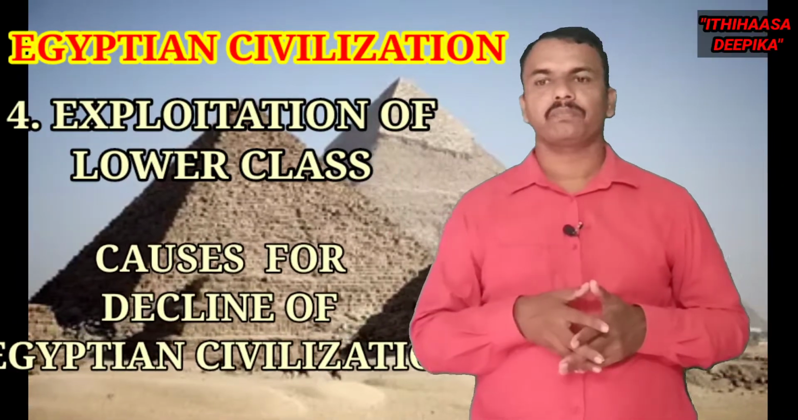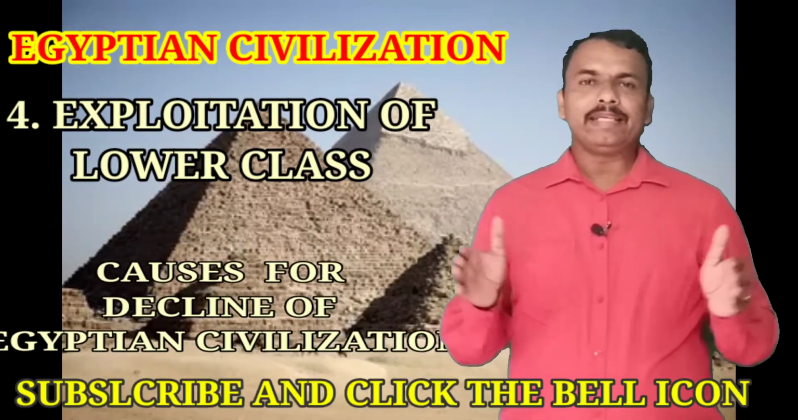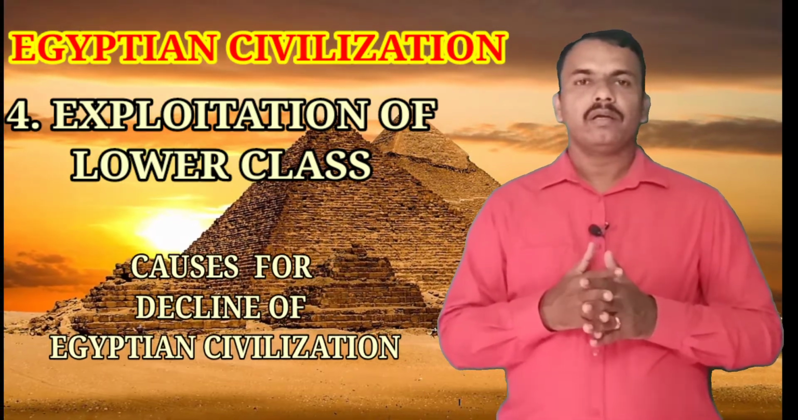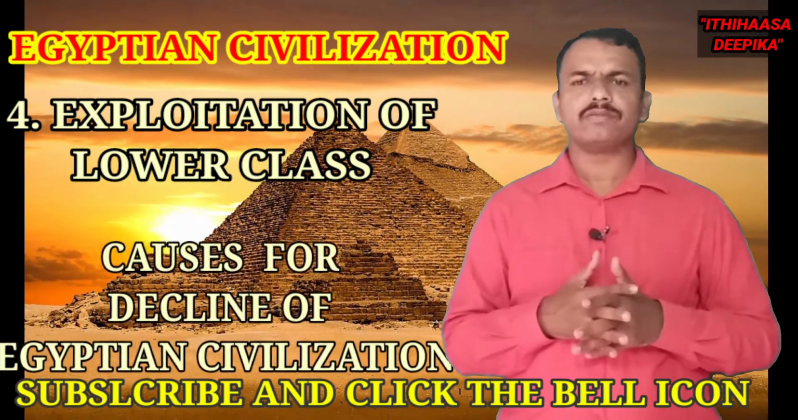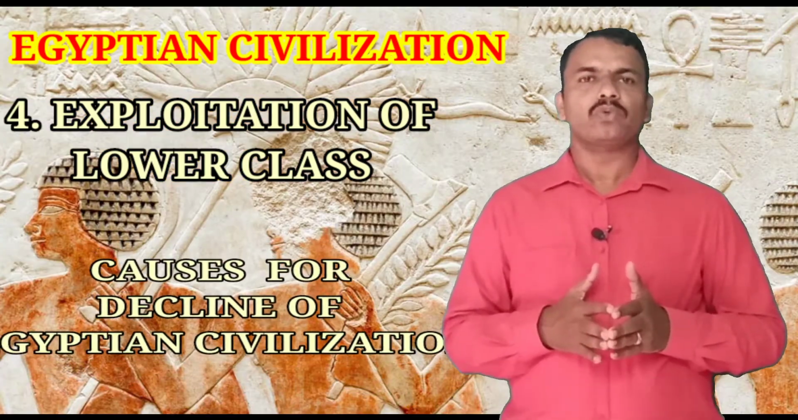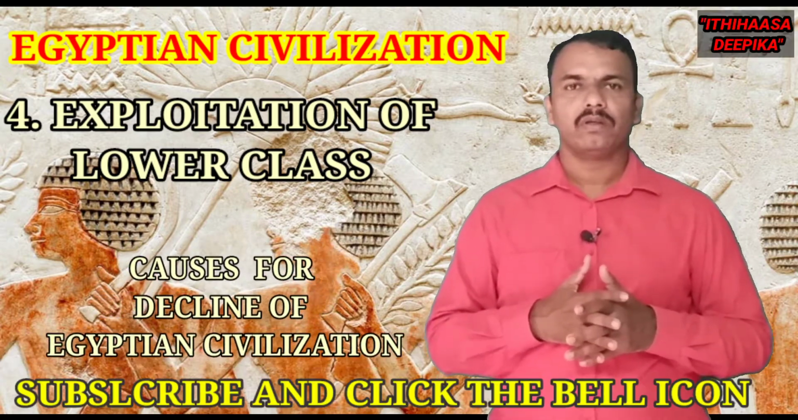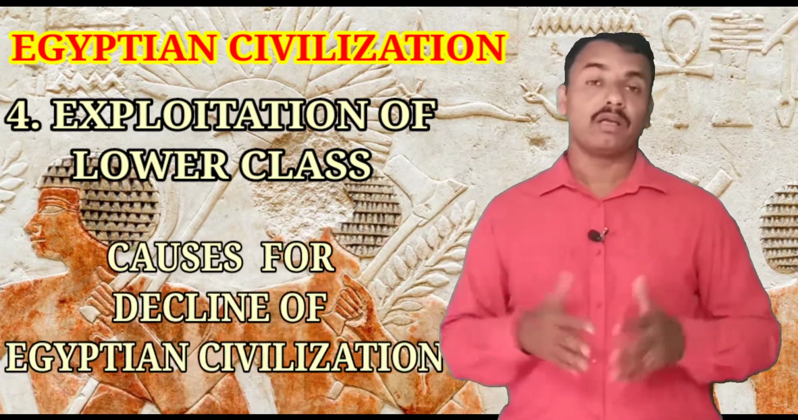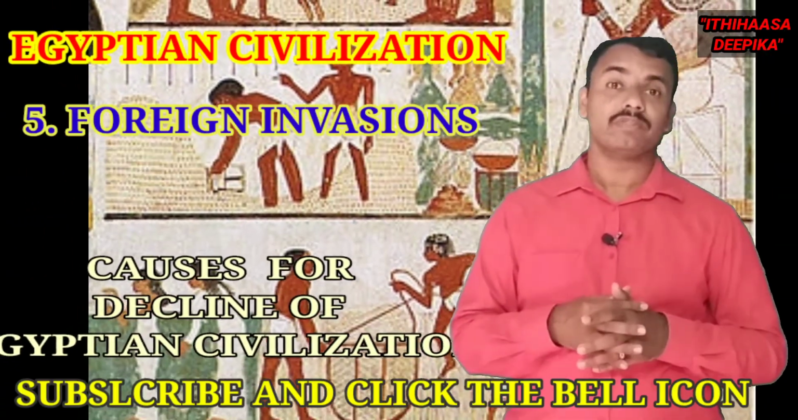The fourth one, exploitation of the lower class. In the Egyptian context, the lower class people or the slaves were terribly exploited. They were also facing religious intolerance, and exploitation of the lower class led to disharmony and disunity in Egyptian society. The existence of disharmony and disunity is another cause for the disintegration of Egyptian civilization.